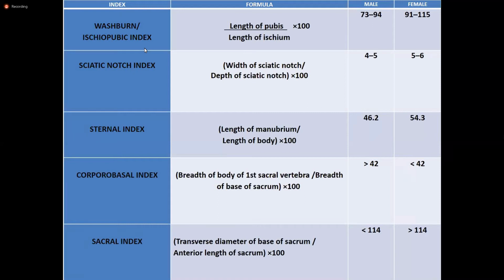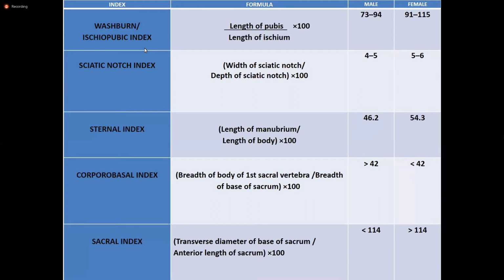And how do you calculate it? By taking the length of the pubis divided by the length of the ischium into 100. In males, it ranges from about 70 to 94, and in females roughly 91 to 115.